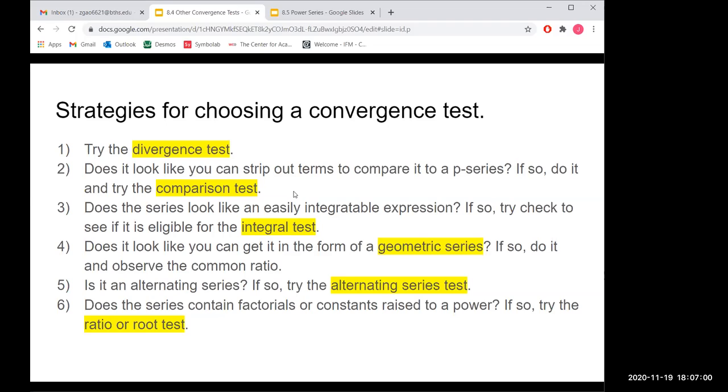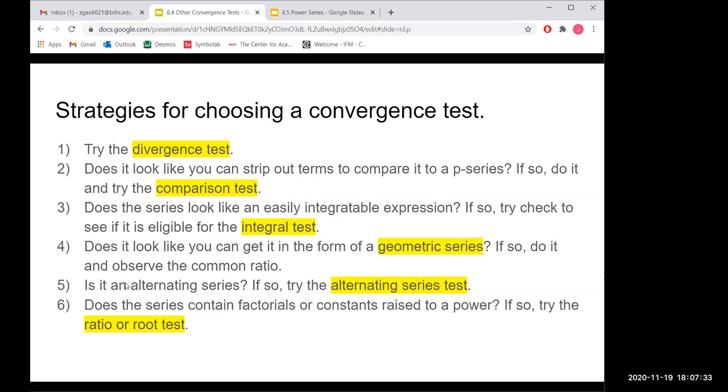If it looks like something that you can integrate, then try the integral test. If you look at some series, you can sort of see how you can do a u substitution, then it's probably an integral test. And then next question, does it look like the form of a geometric series? If it does, then you can get it into that form and then observe the common ratio, okay?